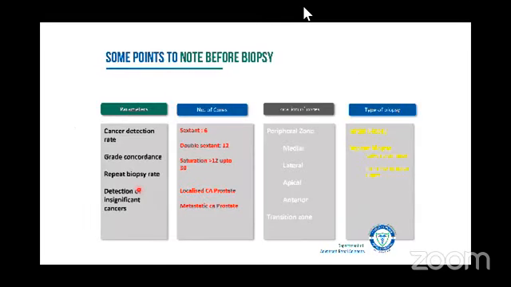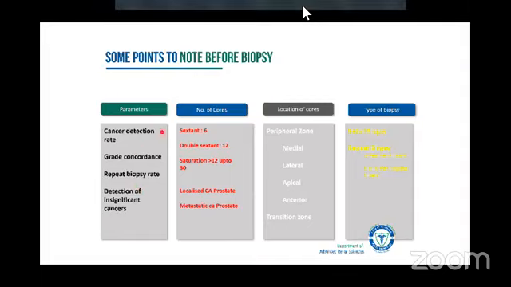Some things on how to improve your yield after biopsy. Basically, you are looking for a process which gives you a very high cancer detection rate, very high grade concordance, a very low repeat biopsy rate, and does not detect insignificant cancers. Based on that, for the number of cores, you can take 6 cores, you can take 12 cores, or you can take more than 12 cores. How many cores to take in localized CA prostate and how many cores to take in metastatic CA prostate?